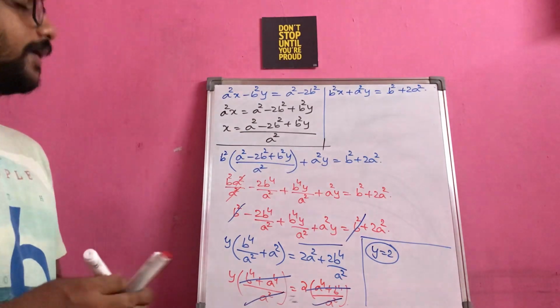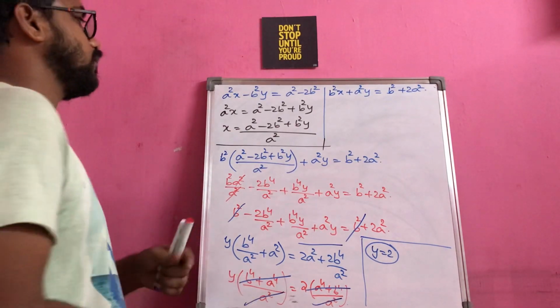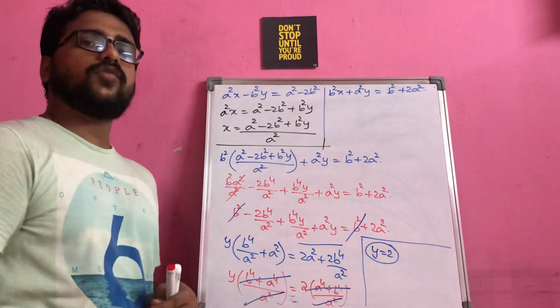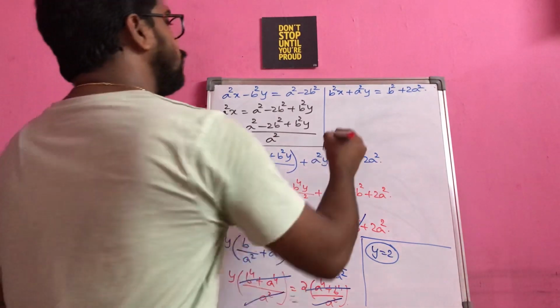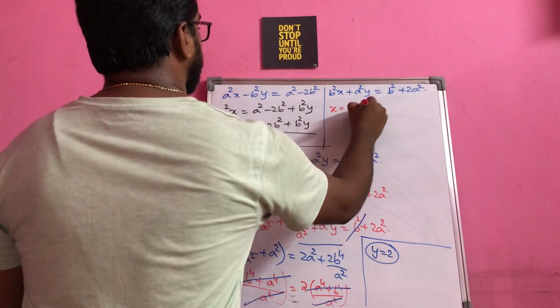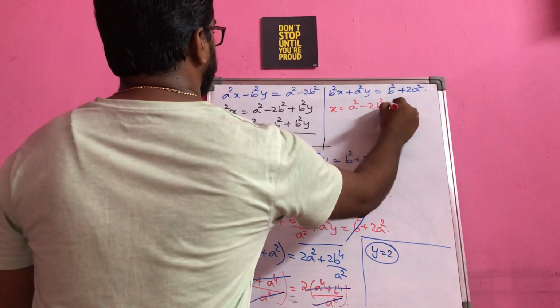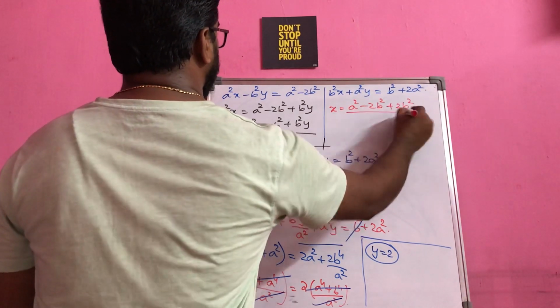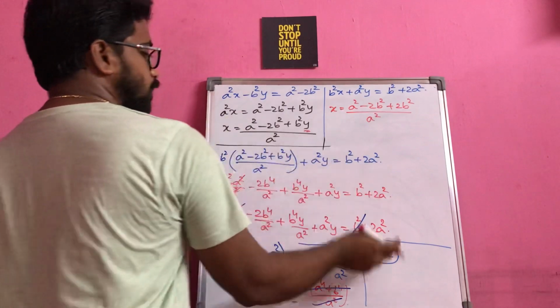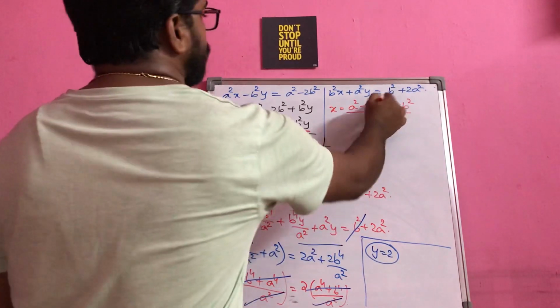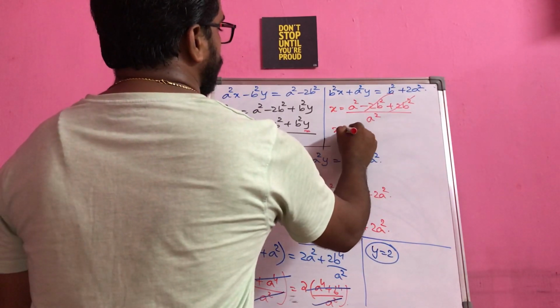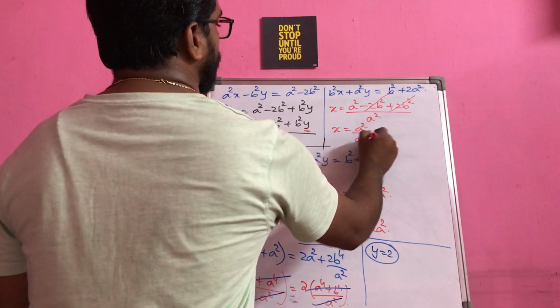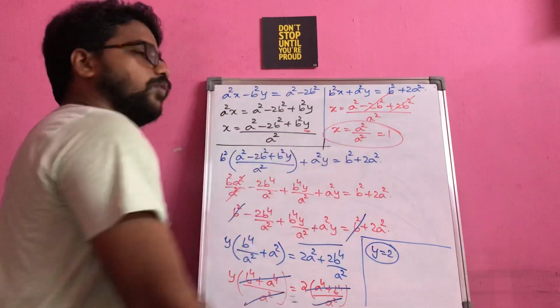So when I get the value of y is equal to 2, next our task is to substitute here to get the value of x. So let us see now what we are going to get. x is equal to a square minus 2b square plus 2b square divided by a square, because y has to be replaced with 2. So minus 2b square and plus 2b square will get cancelled. You are getting x is equal to a square by a square, that is equal to 1.